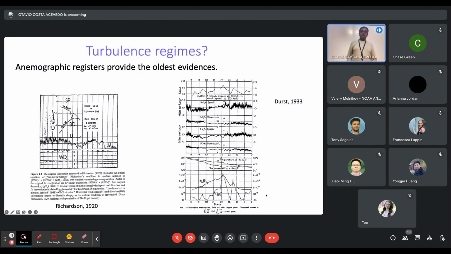This leads to the idea of turbulence regimes. This is just some historic background, because I think it's kind of interesting. This is the classical Richardson 1920 paper from which the Richardson number is derived. But I think you can see even better from these anemographic registers in this other paper from 1933. You can see clearly in the anemographic records that at some point turbulence dies out.